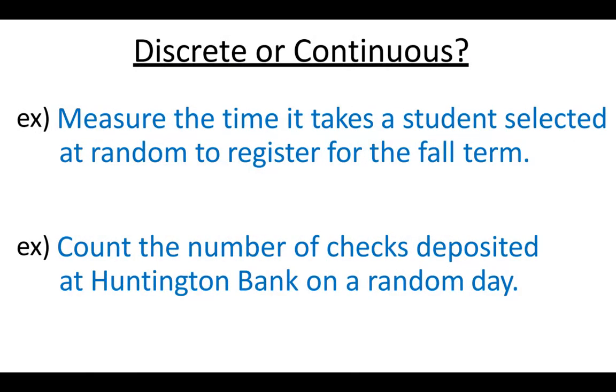So we're just going to go through some examples real quick. If you were to measure the time it takes a student selected at random to register for the fall term, is this discrete or continuous? Well, it's measure, that's a keyword, and it's time, so that means it's going to be continuous. Count the number of checks deposited at Huntington Bank on a random day. Well, you can't have like 2.3 checks. It's either going to be 2 checks or 3 checks, or 200 or 500 checks. This is something that you would count, so that is discrete.